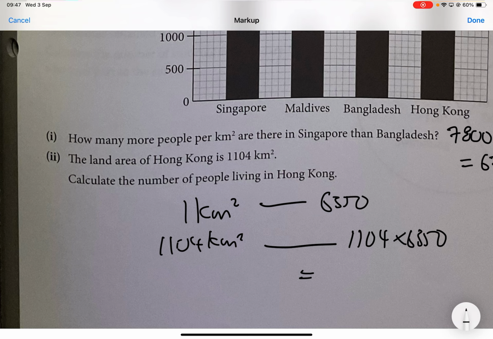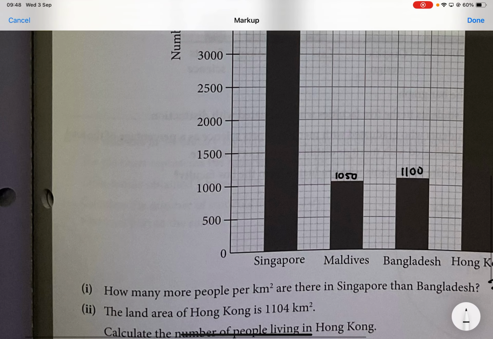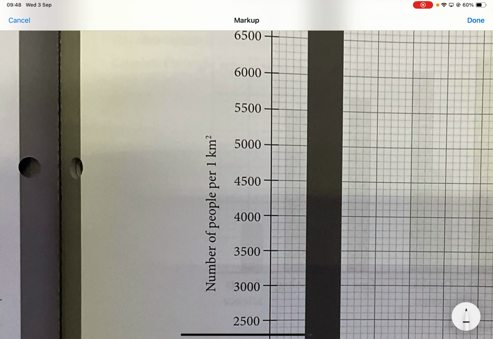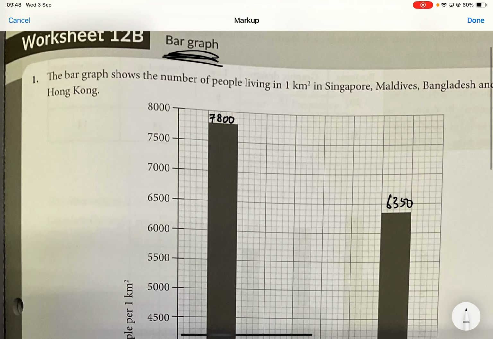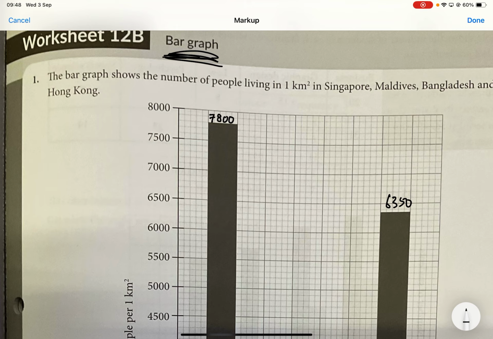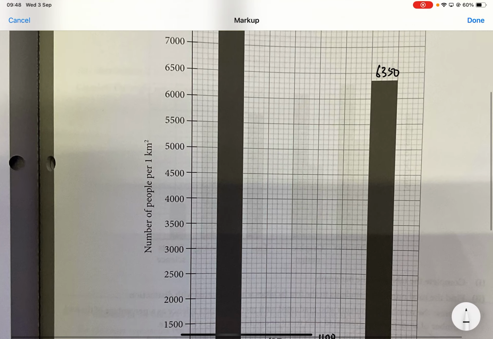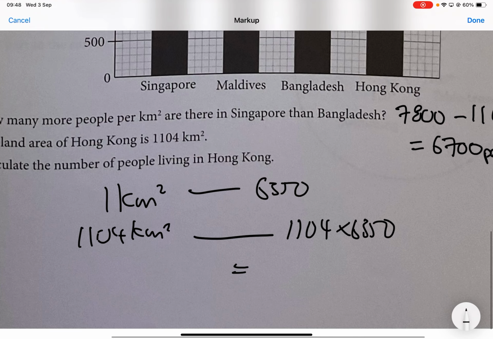So knowing bar chart is not enough to go and understand this question. You must go and read the heading. What do they want you to find? Per 1 kilometer square, how many? Okay? So all these are also inside the questions, inside the diagram. It's not enough you know bar chart can already. You must understand what is happening. $7,010,400 people.